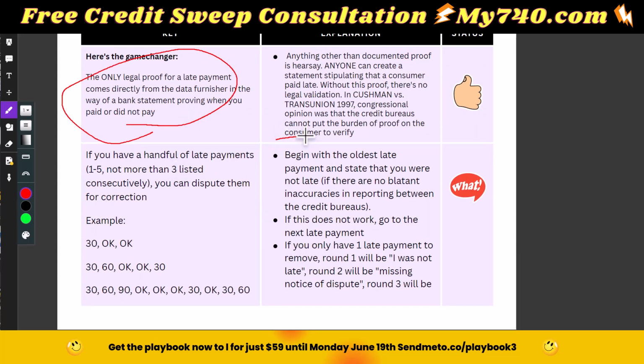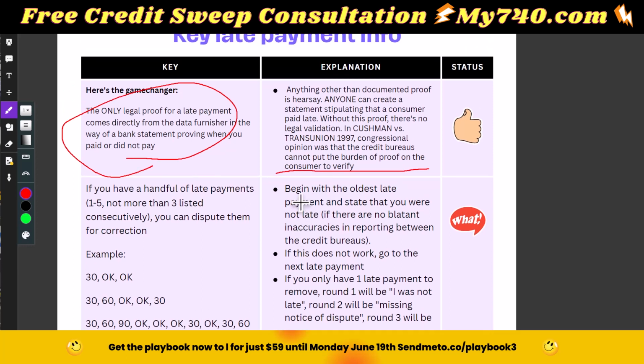They have to be able to legally prove that you, number 1, agreed to pay on X date, and number 2, that you did not pay on that date because your payment came in 30 days later or 60 days later or 90 days later. So this works all the time. This is how I update and remove late payments from credit reports.